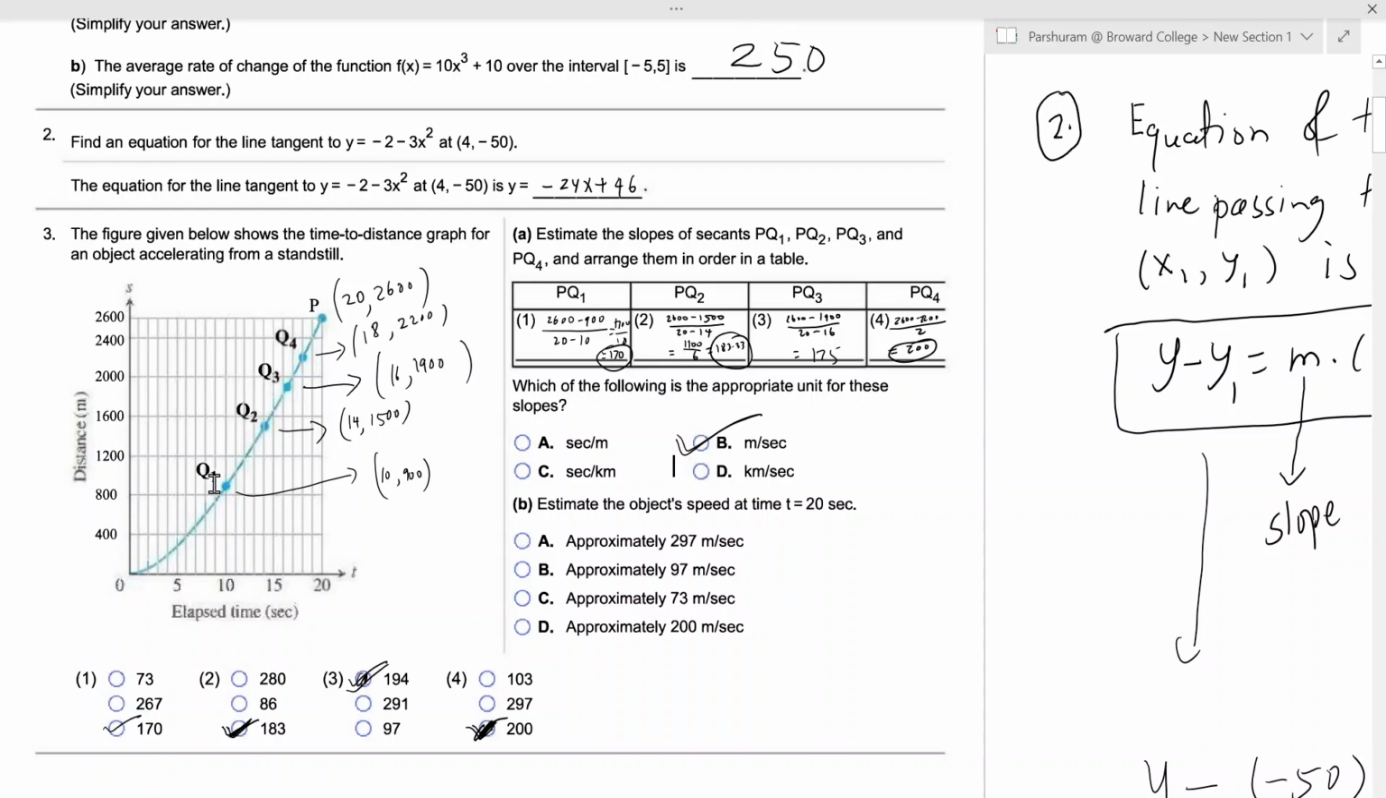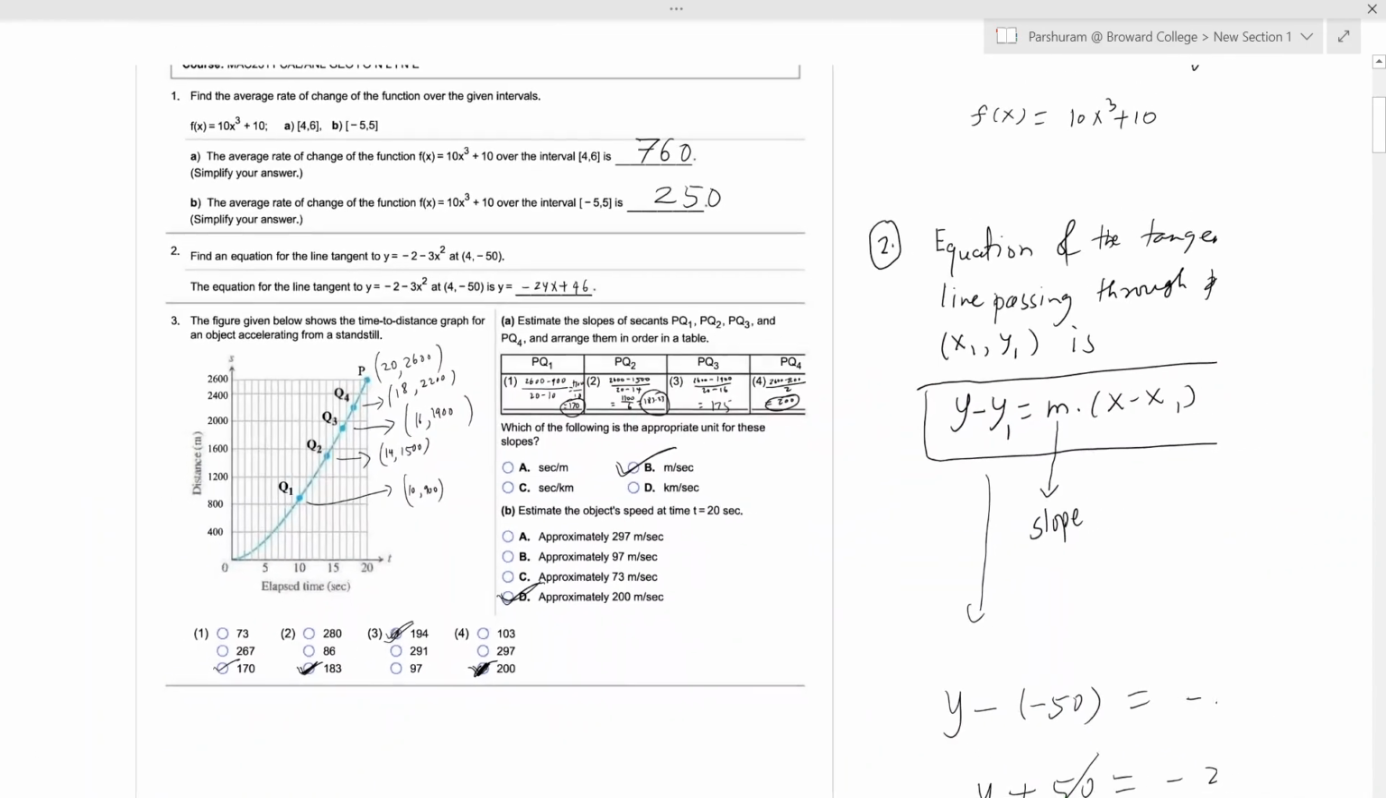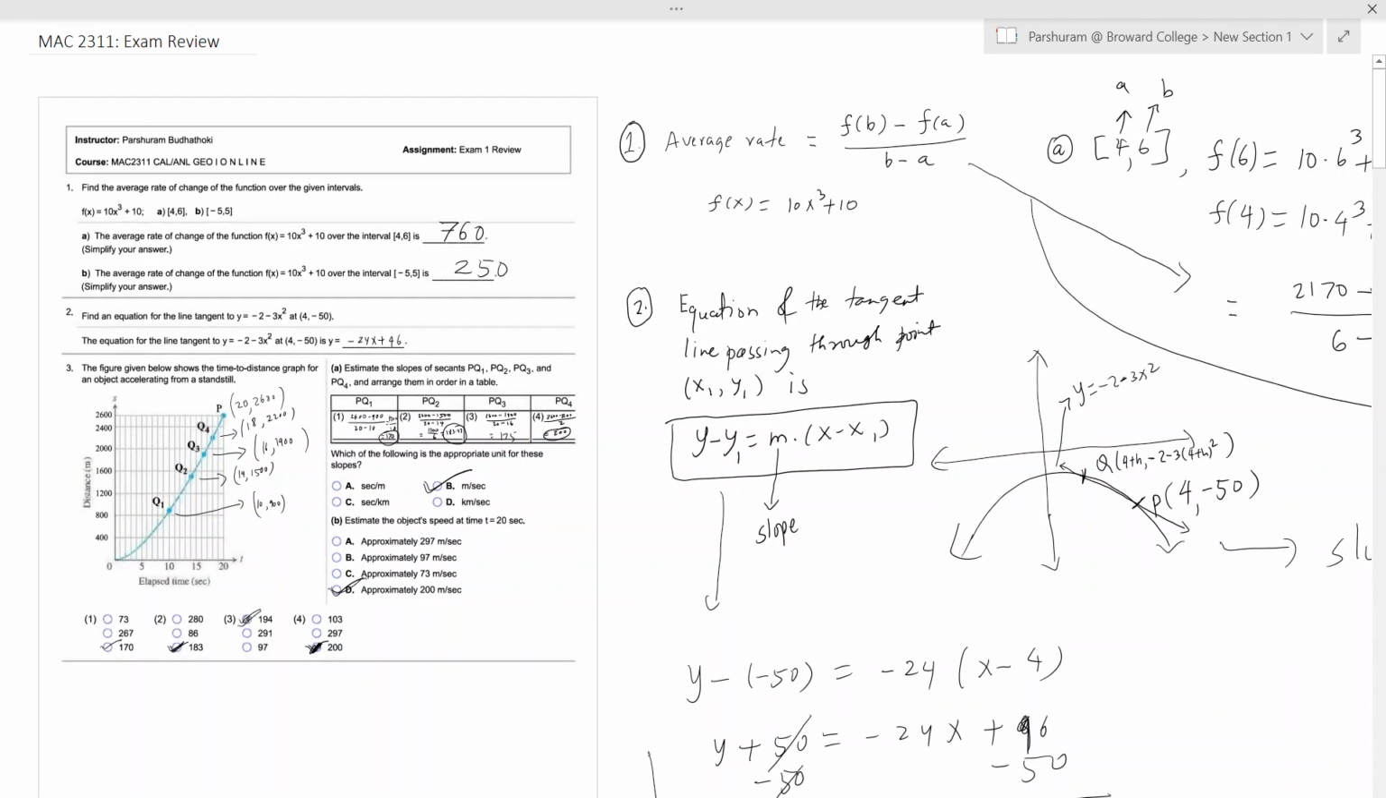So the more you take the point close to P, the slope is going towards 200. So that is the option available here. So approximately Q4 is the closest point to P. So we know that the slope of the line PQ4 is 200. So approximately, this should be the answer. But this is just an approximation, okay? And for multiple choice, you can always pick the approximate value. So that is problem 3.